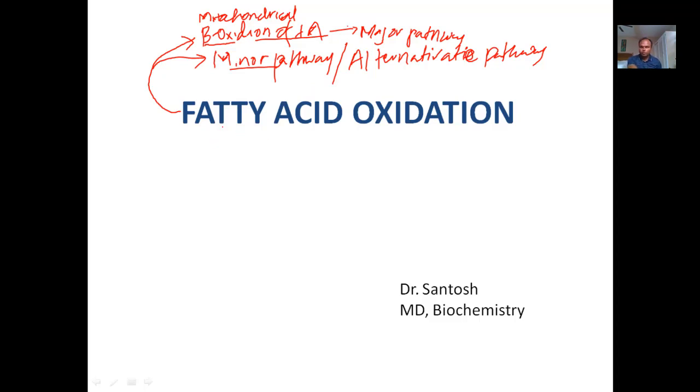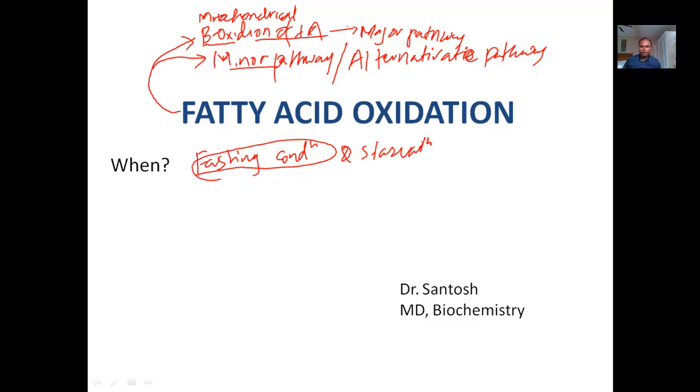We will put some questions for this pathway. First is, when does this pathway happen? This pathway happens during fasting condition, always in fasting condition, because the main fuel in fed condition is glucose, and in fasting condition the main fuel becomes fatty acid. So fasting and starvation, or prolonged fasting. So this is the answer.